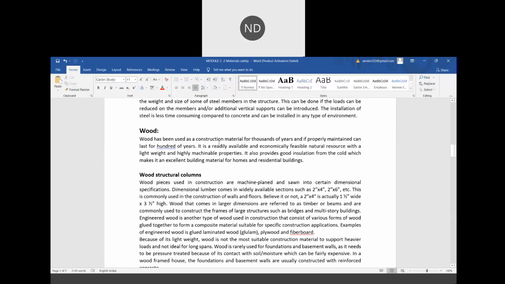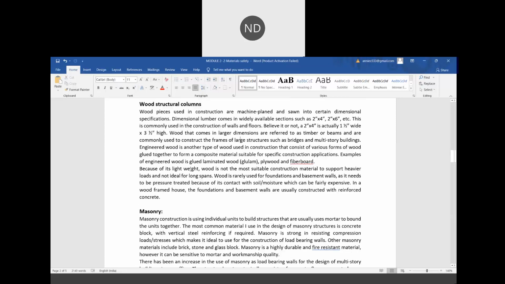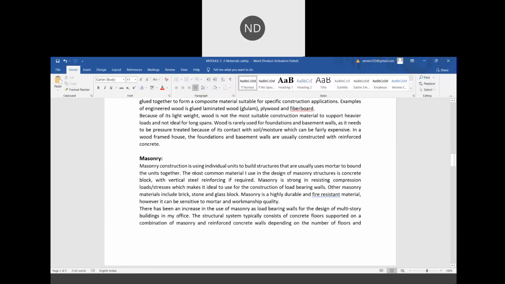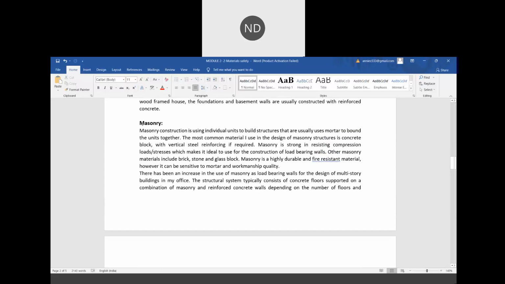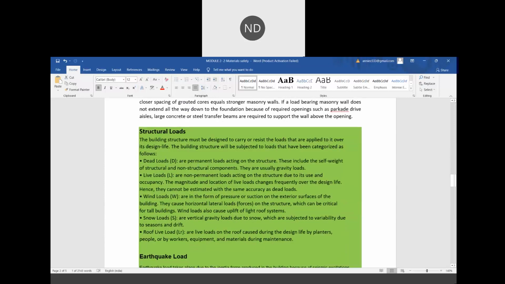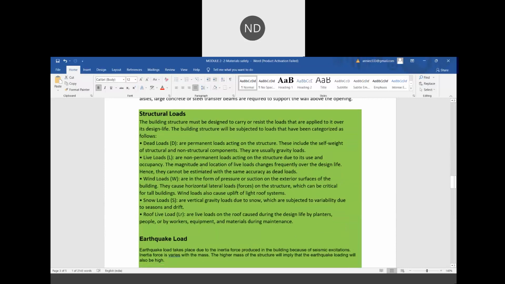Okay, actually, I should have given you this material, and then you could have studied it on your own. Masonry also we had talked about in the fourth semester already. We had talked about structural loads. About structural loads also we had discussed in the previous semester, that loads, live loads, wind loads. Let me check one thing.